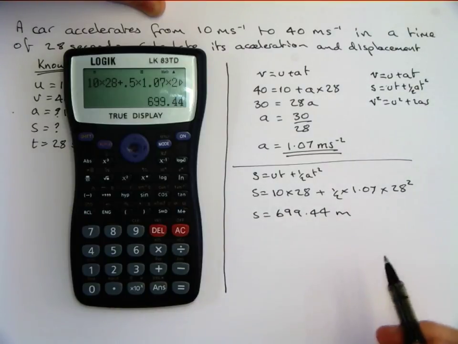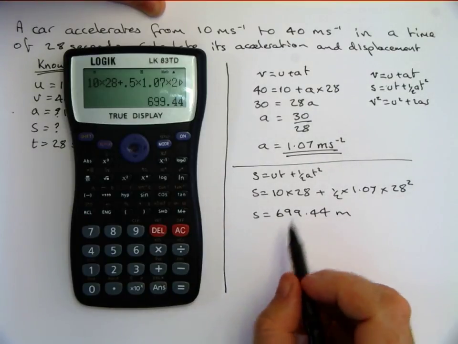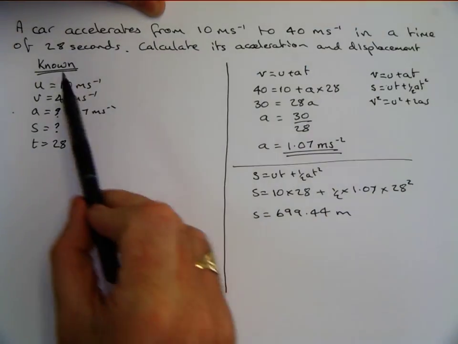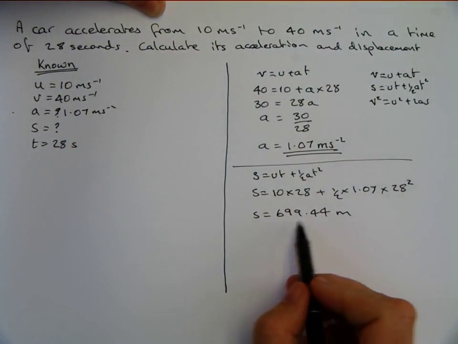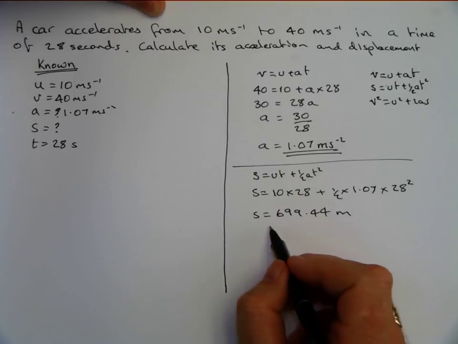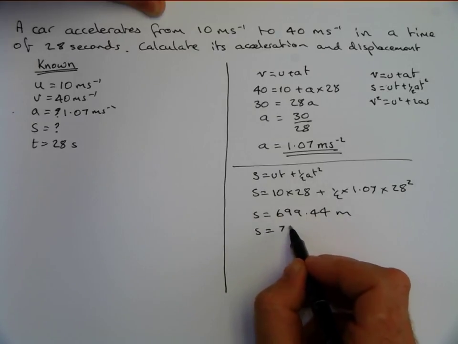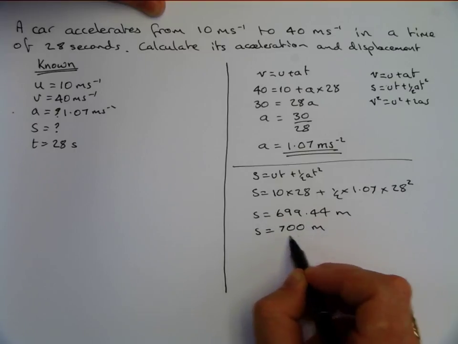Now, number of significant figures is what you need to bear in mind here. In the question, the information I gave you is 2 significant figures, so this should also be rounded to 2 significant figures. So in reality, we should round this to 700 meters, where the first 2 are significant.